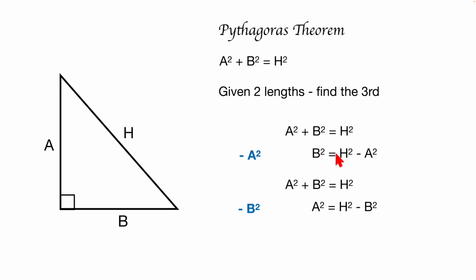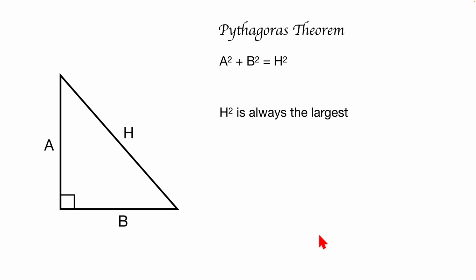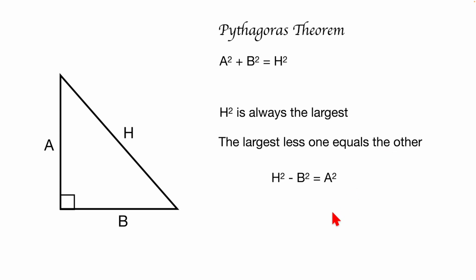H squared, of course, is the largest of all these values. And that's why h squared is always the largest. The largest less 1 equals the other. That's the way I remember it. But it sort of becomes intuitive the more you use Pythagoras. Essentially, find two side lengths and you can find the third.